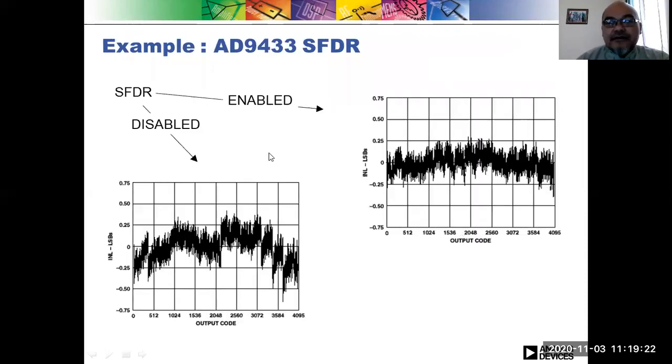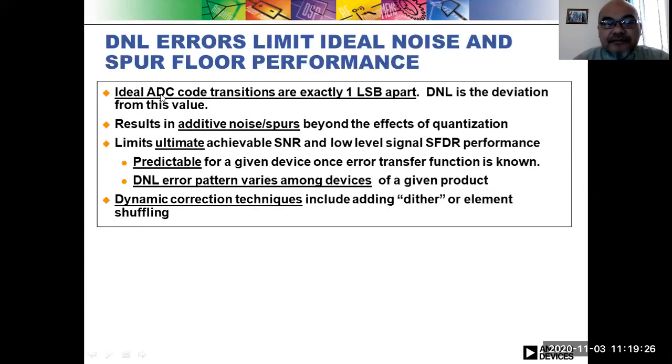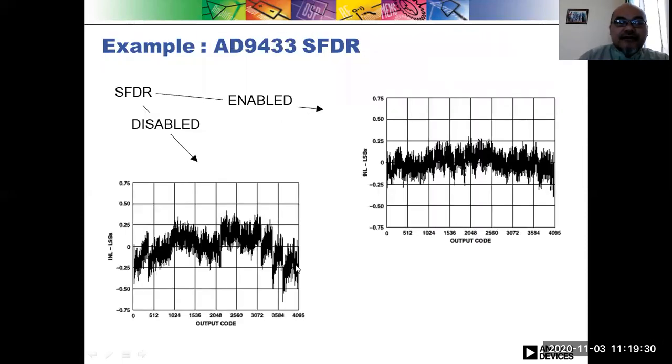Yeah. So here when SFDR is disabled, you have this one varying INL. But when it is enabled, you have more or less stabilized, about the zero value.